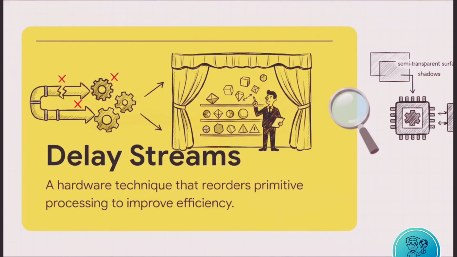So, to fix this rigid pipeline problem, engineers developed a concept called delay streams. Think of delay streams as the ultimate backstage manager at a theater. Instead of just letting the GPU process everything in whatever random order it arrives, delay streams act as a buffer. They hold back the processing of certain elements, reordering the primitives right there on the hardware to ensure things are rendered perfectly. This ensures that tricky elements like semi-transparent surfaces that you have to be able to see through and shadows are layered with perfect efficiency, drastically reducing all that wasted pixel processing overhead.